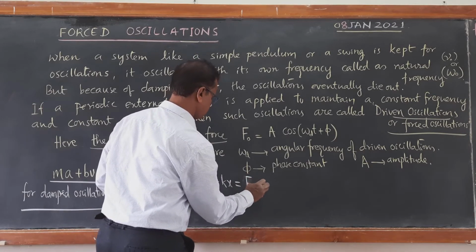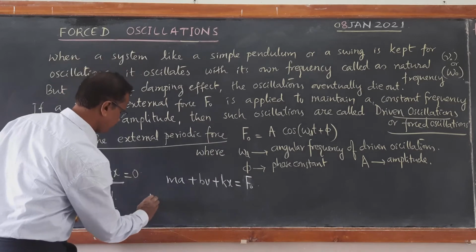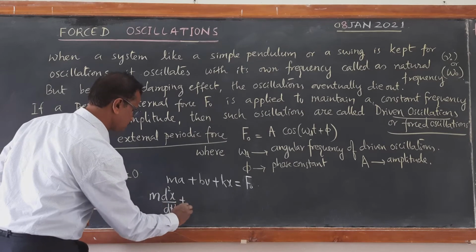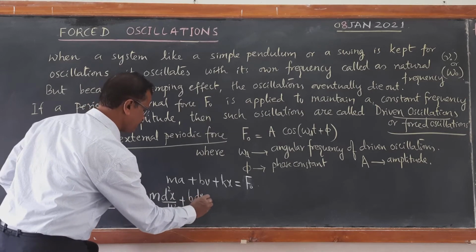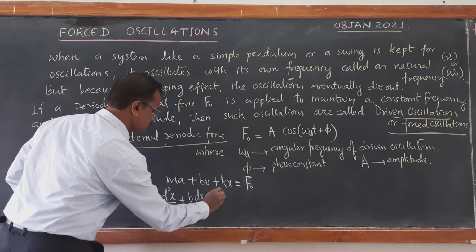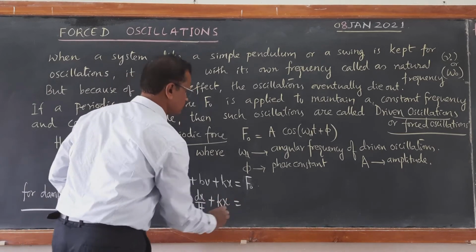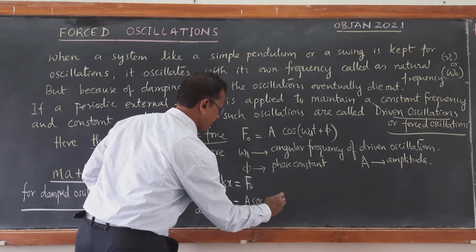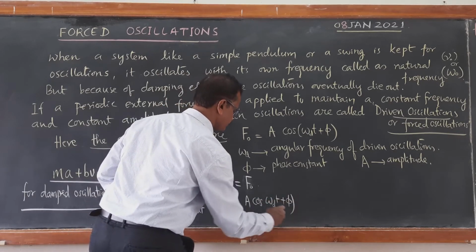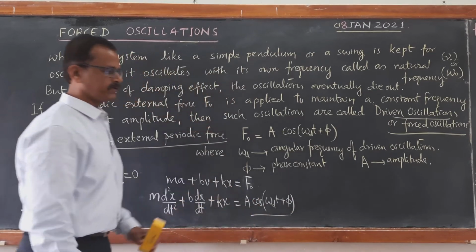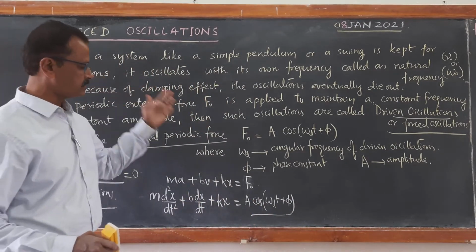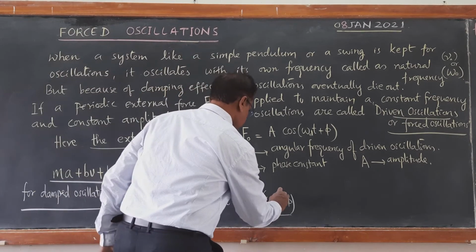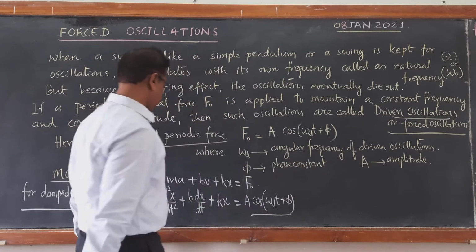So if you write it once again, it becomes m d square x by dt square plus b dx by dt plus kx is equal to A cos(omega d t plus phi). Yes, now you can see the angular frequency is no more the earlier angular frequency omega, now it is omega d.